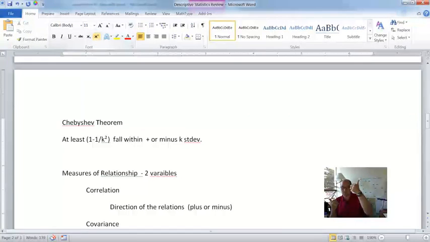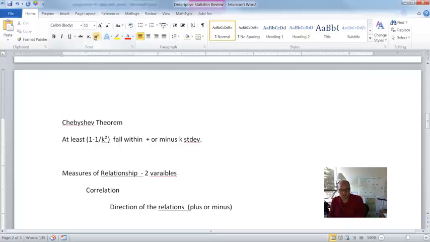Positive meaning if one goes up, the other one goes up. So let's talk about height and weight for 6-month-olds. If the weight of my 6-month-old goes up, I would also expect the height to go up. So that is a positive correlation. I can't really think of a negative one for babies right now. But maybe the amount of sun in Monterey and the amount of fog. As the amount of sun goes up, the amount of fog goes down. That's a negative correlation. We'd end up with a negative correlation coefficient. So that's the first thing, direction of the relationship.